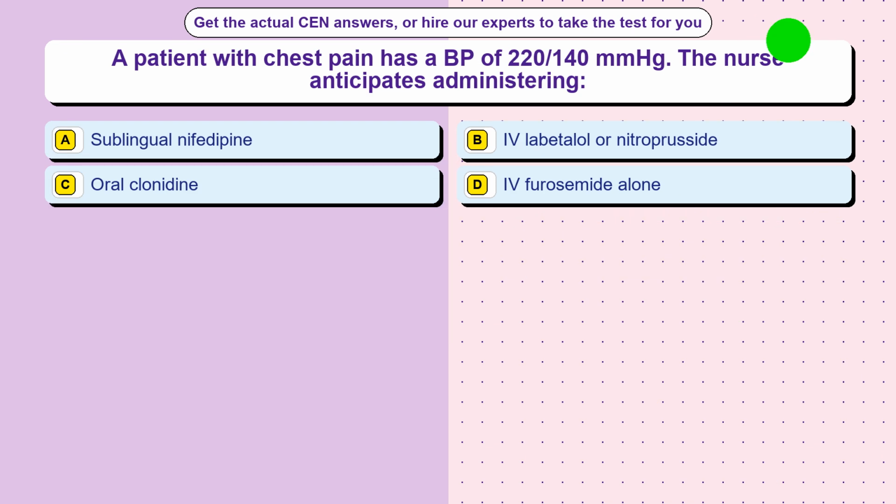Question 53. A patient with chest pain has a BP of 220/140 mmHg. The nurse anticipates administering Option A, sublingual nifedipine. Option B, IV labetalol or nitroprusside. Option C, oral clonidine. Option D, IV furosemide alone.